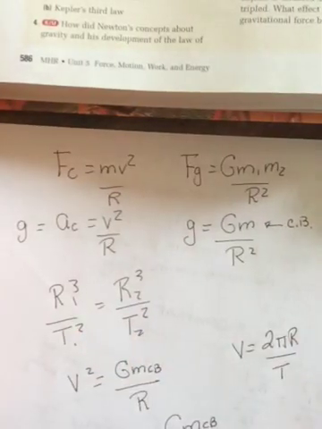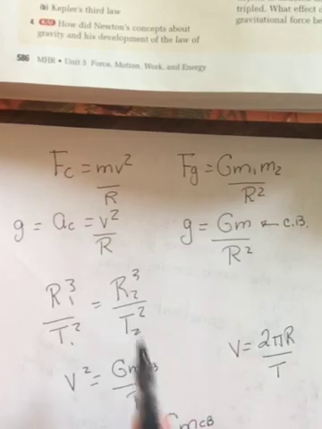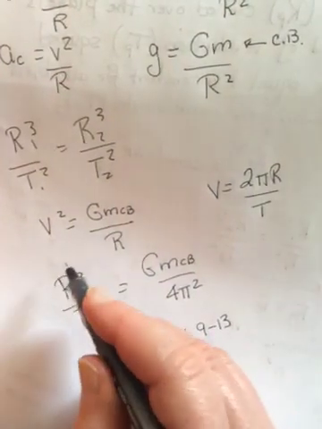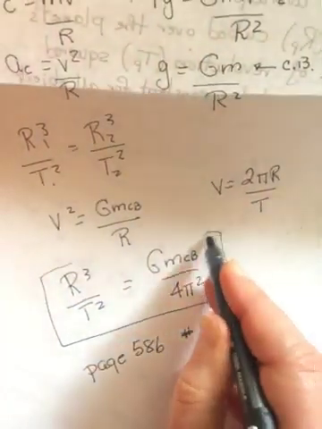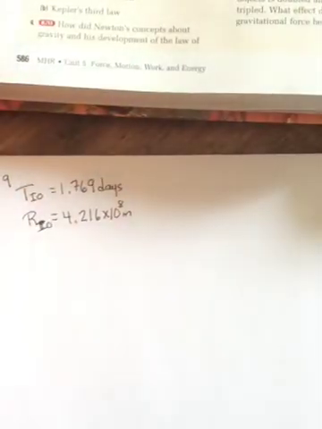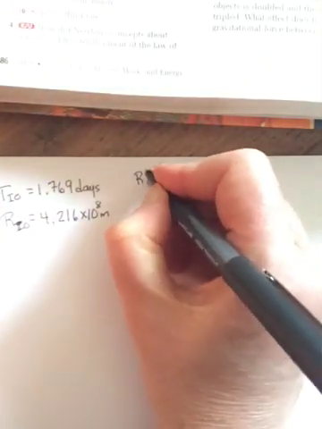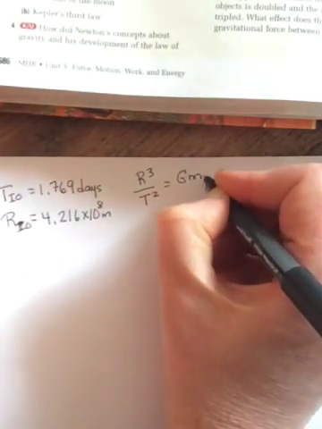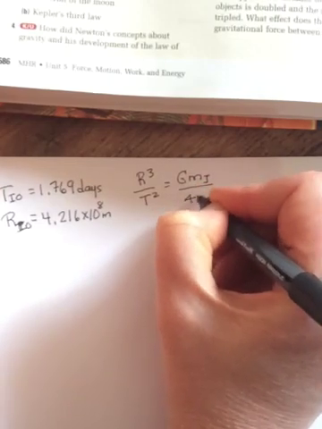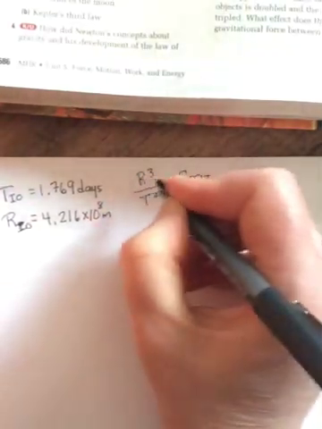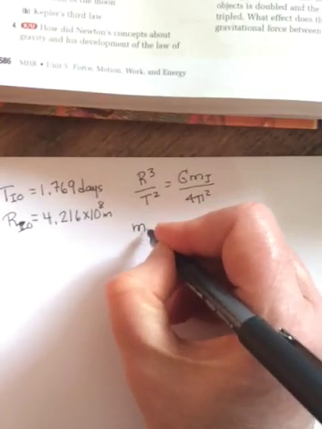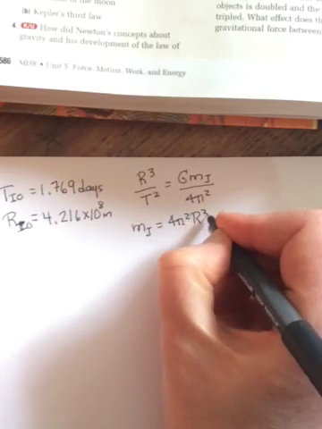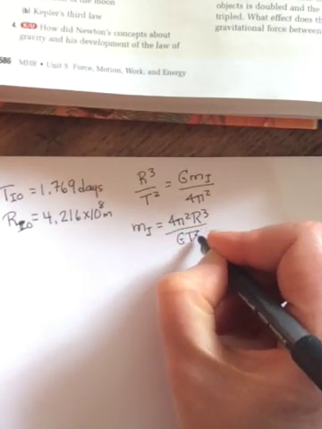So if you look at your equations, you have an R and you have a T, and you want the mass of the central body. So I would use Newton's version of Kepler's third law. R cubed over T squared is equal to G mass, in this case Jupiter, over 4 pi squared. So take your 4 pi squared up, your G down, and you'll get the mass of Jupiter is equal to 4 pi squared R cubed over G times T squared.